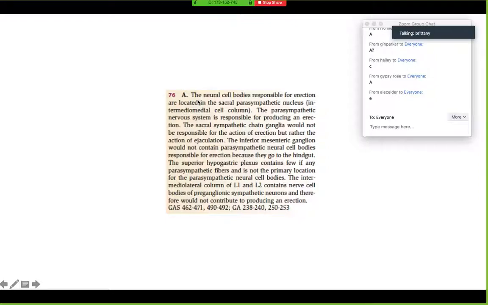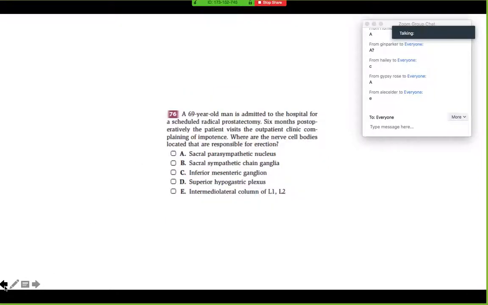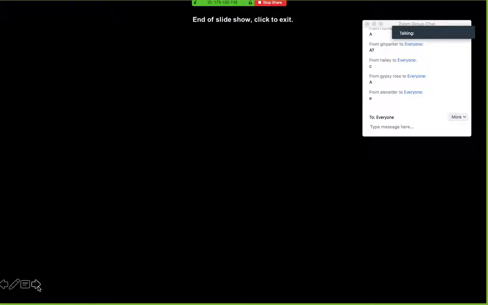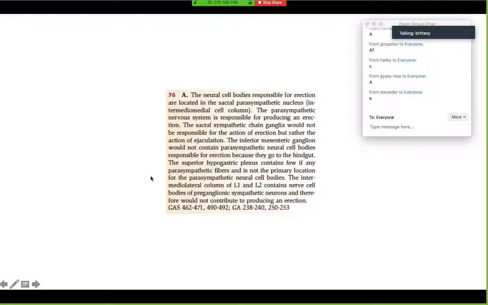All right, so the answer here would be A. Sacral parasympathetic nucleus. Yeah. All right, if you're wondering about the questions that I skipped in Gray's, it's just because I thought they were way too clinical, like stuff that neither of us have learned about, or way too difficult. So I tried to pick out the ones that I thought were most relevant.